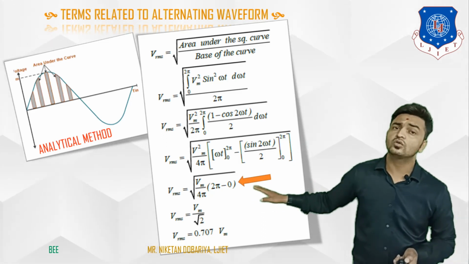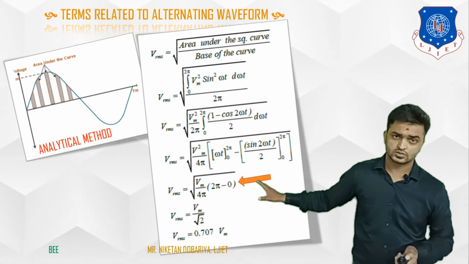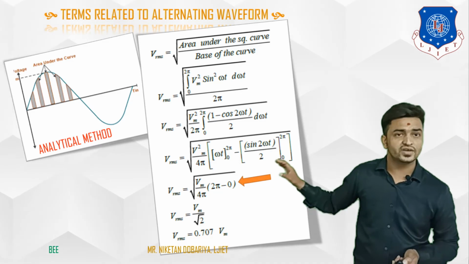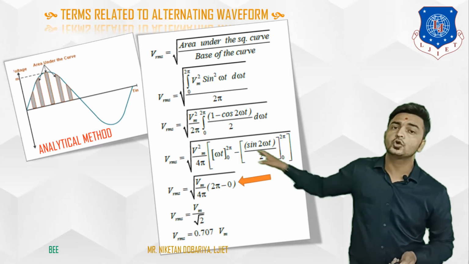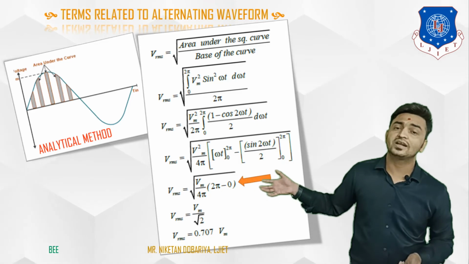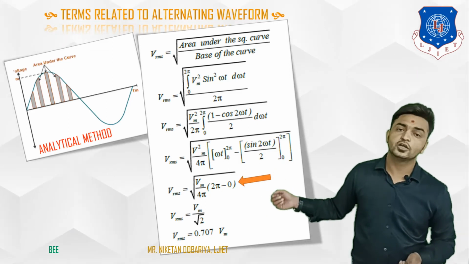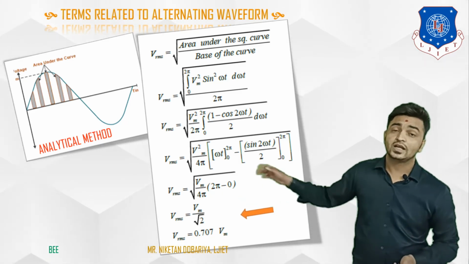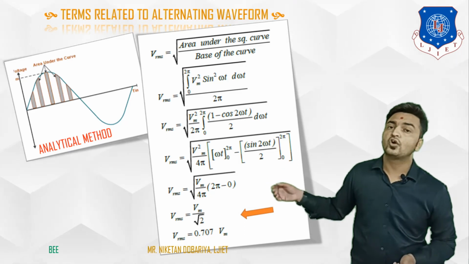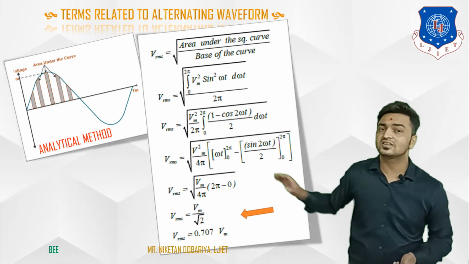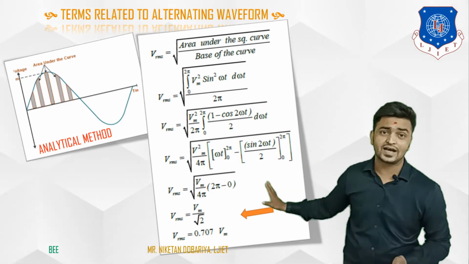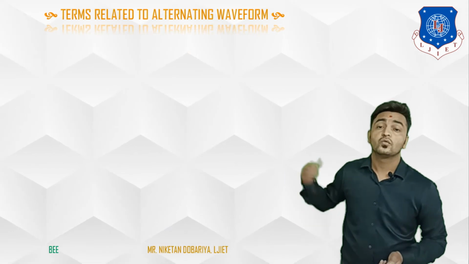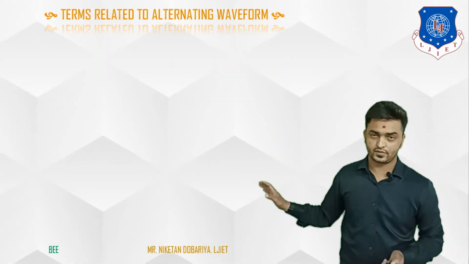And lastly, if you find the under root of this given equation, on the upper side we have Vm square, so we will just have Vm, and in division we have the 1 upon 2 term, and if we find the under root of that term, that will provide 1 upon under root 2. So finally we have the equation Vm by root 2, and 1 upon root 2 is 0.707 into Vm. This is the final value of the RMS value. So this is the method of how we can calculate the RMS value for an alternating waveform.